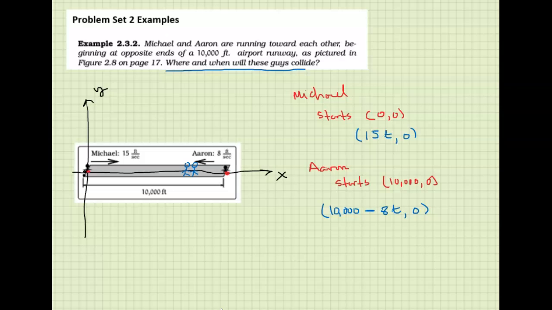All right, so to work with the equations, this is the x and y coordinates for Aaron. This is the x and y coordinates for Michael. So this is Michael and this is Aaron.